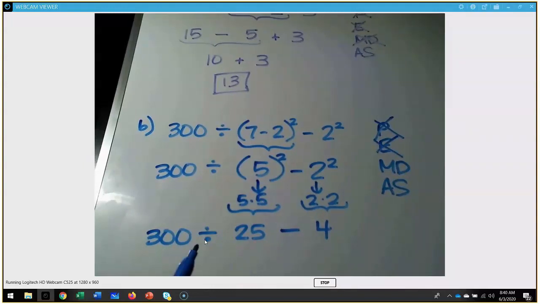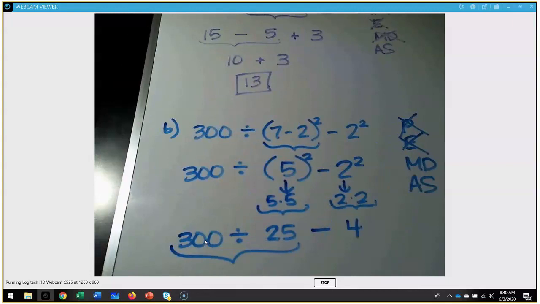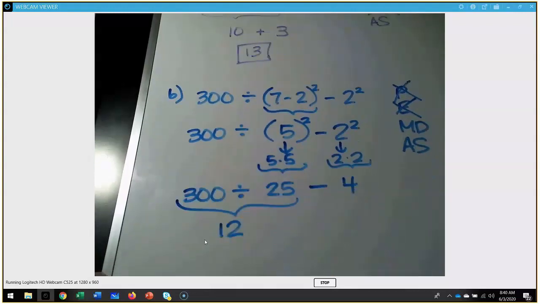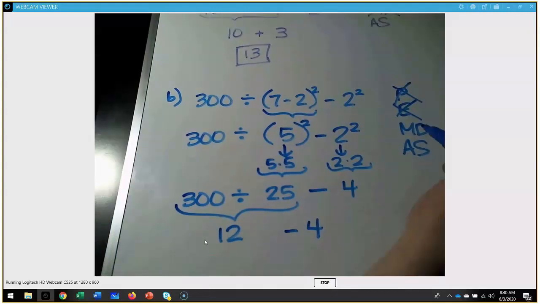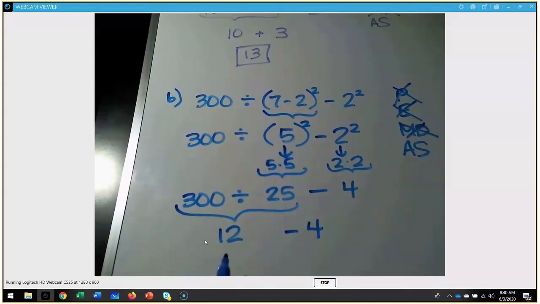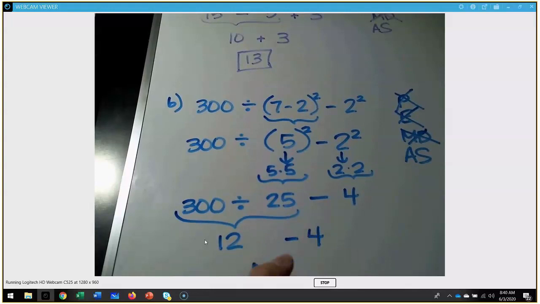Moving on to multiplication and division. I only have division, so I'm going to do that next. 300 divided by 25 is 12. Bring everything else down. Multiplication and division is done. And then last, when you're looking at the last step, all you should see is adding and subtracting. And I do, so I know I'm good. My final answer then is 8.